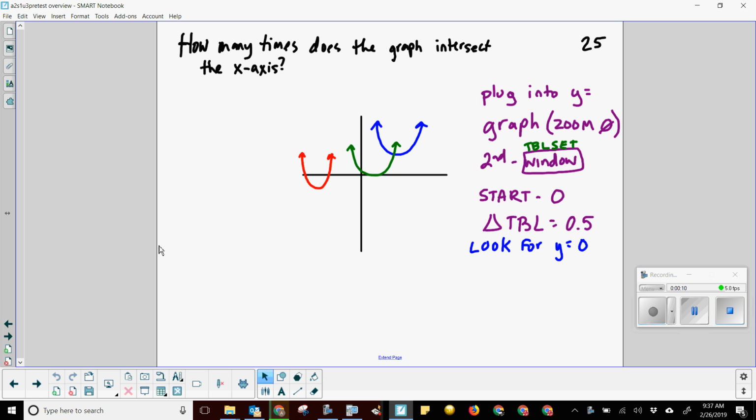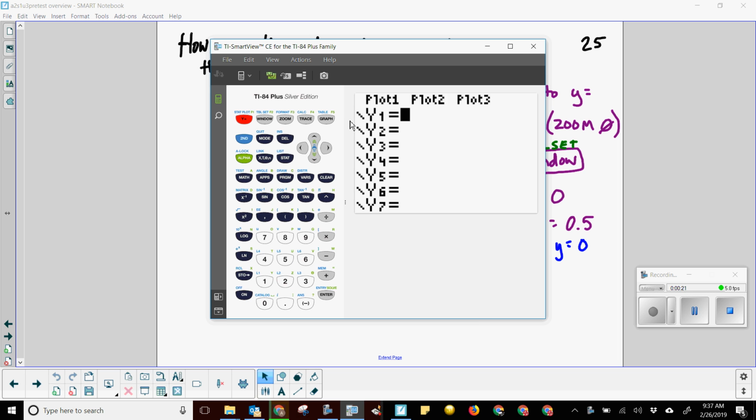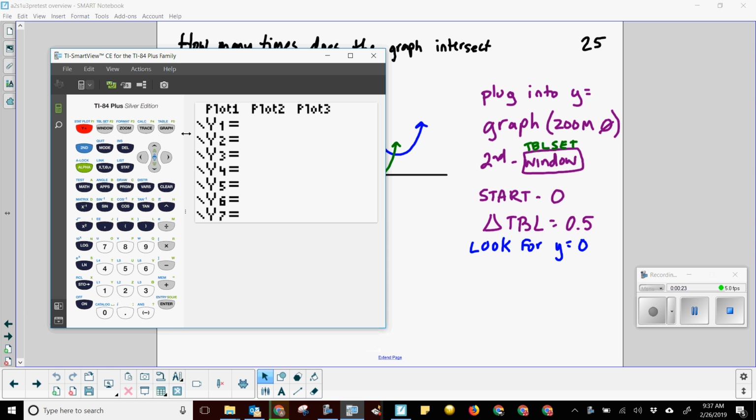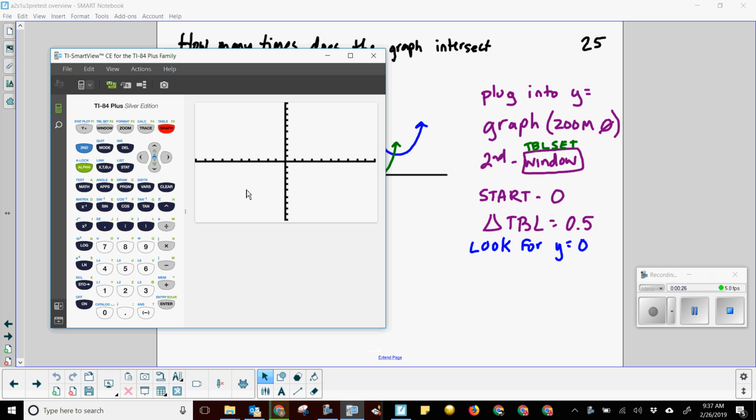Okay, concept 25. How many times does the graph intersect the x-axis? Well, whatever the graph they give you is, plug it into y equals. It's in your calculator, press y equals and get it here. Plug it in, and then you can hit the graph button. Then you may see it, you may not.